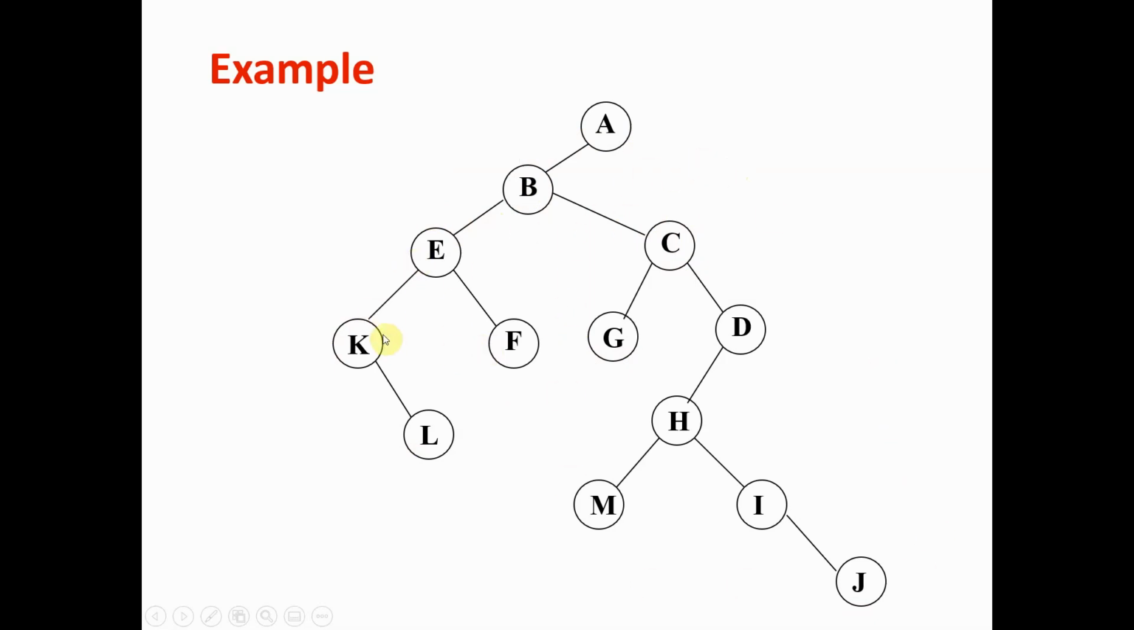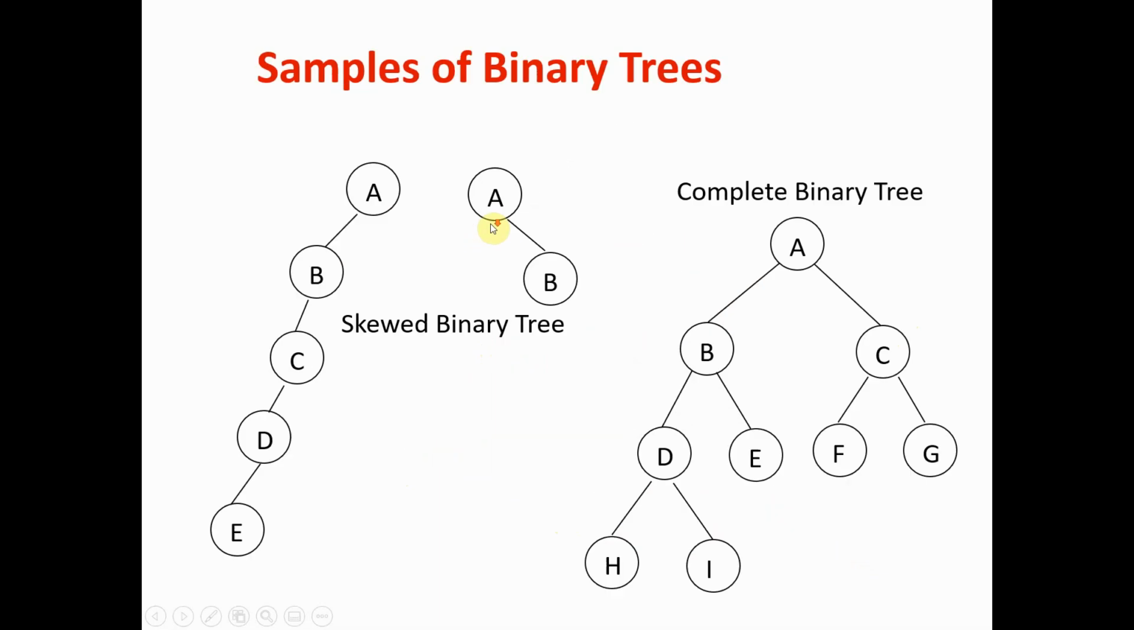E has 2 children. K has only 1 child, right? So this is its right subtree. Its left subtree is empty. L and F, G, M, and J are leaves, so they have 0 children, so no left subtree or right subtree. And similarly for the other ones. If you find the degree of every node, it's either 0, 1, or 2, right? So this is a binary tree.